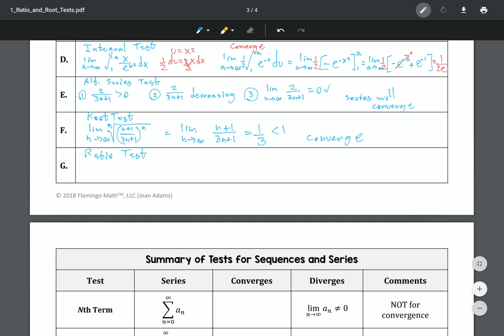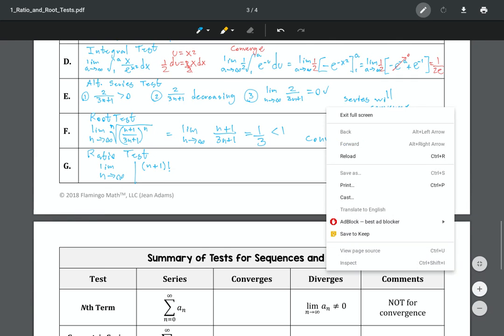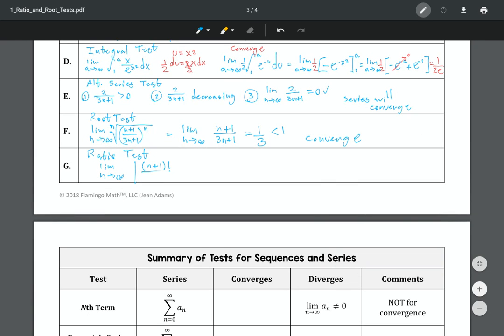The ratio test says that if you take the limit as n goes to infinity of the same function, but with a 1 added, so n plus 1 factorial instead of n factorial over 3 to the n, then I'm going to divide that by n factorial over 3 to the n. Oh, by the way, I forgot to put a plus 1 here. When I divide, I will keep, change, and flip.